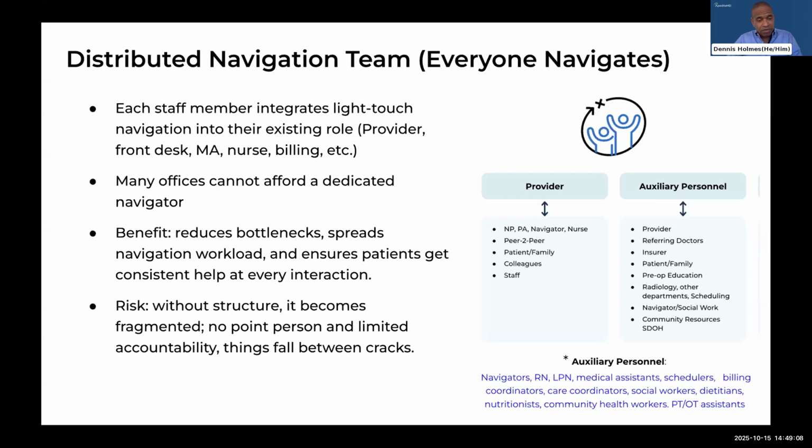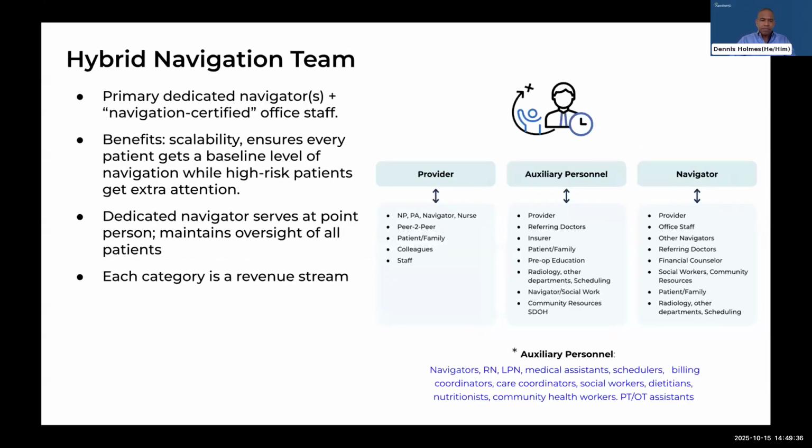The main limitation of this is that without structure, the care can be quite fragmented. Some patients get some level of care, other patients may miss it. There's no point person, which limits the amount of accountability there is for something that doesn't happen. And of course, there's a potential for more things to fall between the cracks. So we consider this a model that is commonly used, but one that has some significant limitations, especially if you don't have a structure or a platform that allows you to organize the process.